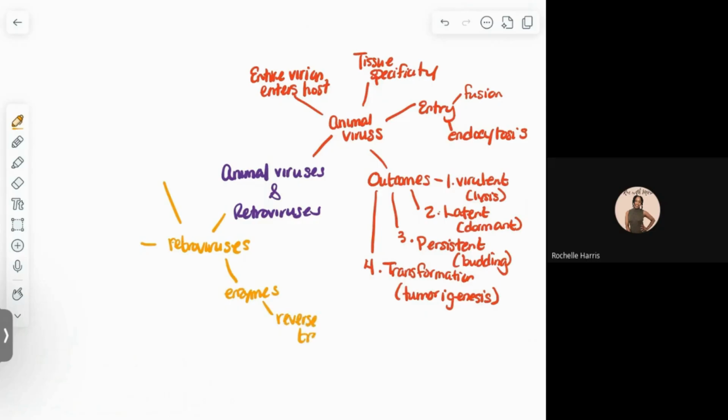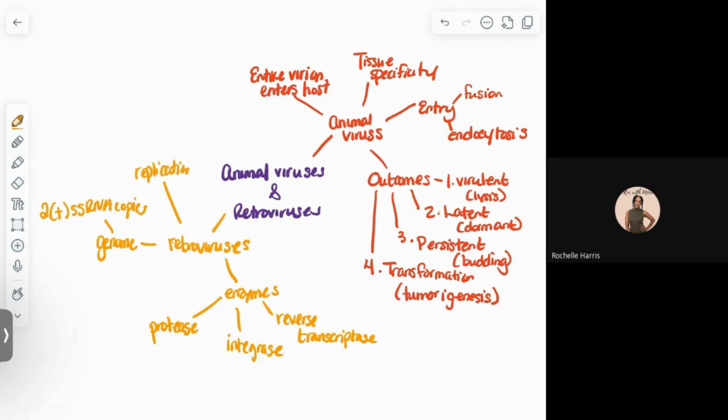Finally, transformation occurs when viral genes alter host regulatory pathways, converting normal cells into tumor cells. This highlights the oncogenic potential of viruses such as human papillomavirus and Epstein-Barr virus, sometimes activating oncogenes or disrupting tumor suppressor genes.